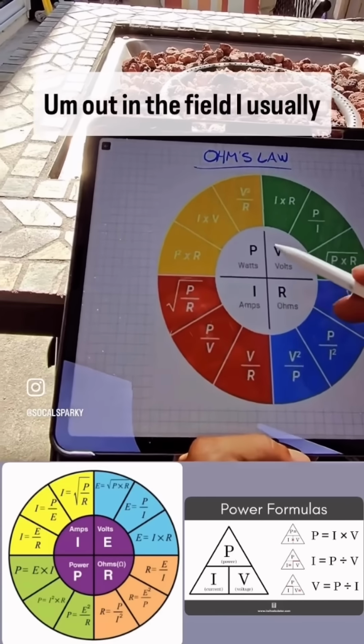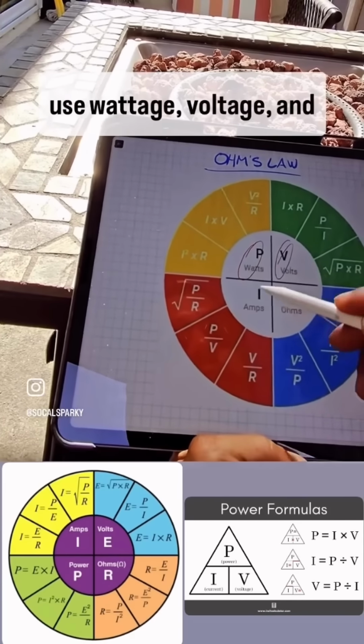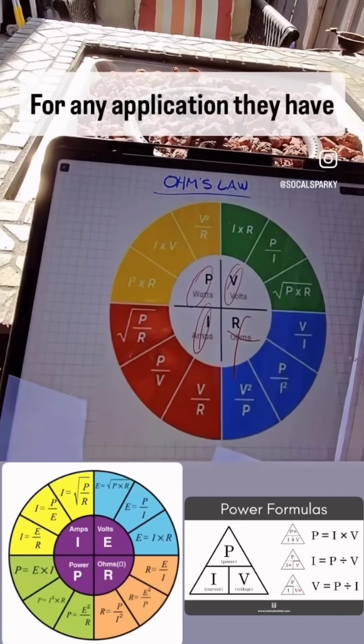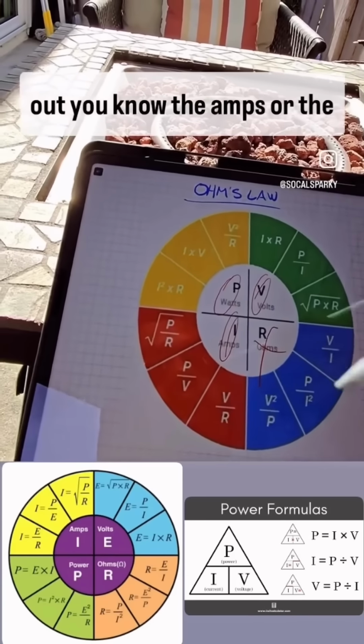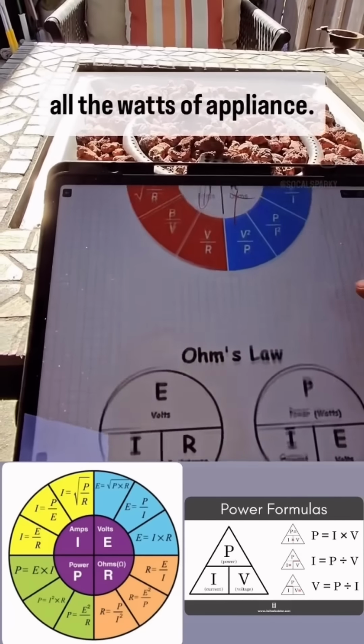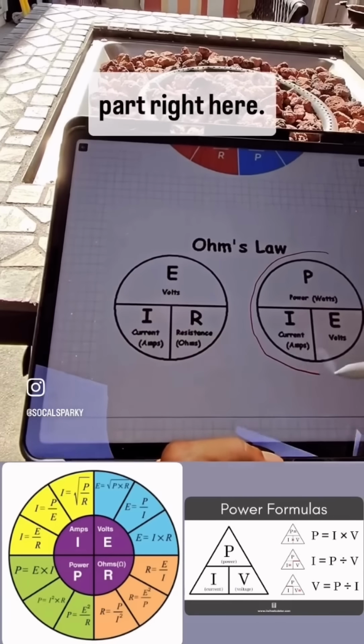Out in the field I usually use wattage, voltage, and amps. I really don't use resistance for any application that has to do with troubleshooting or finding out the amps or the watts of an appliance. So I usually stick to this part right here, right?